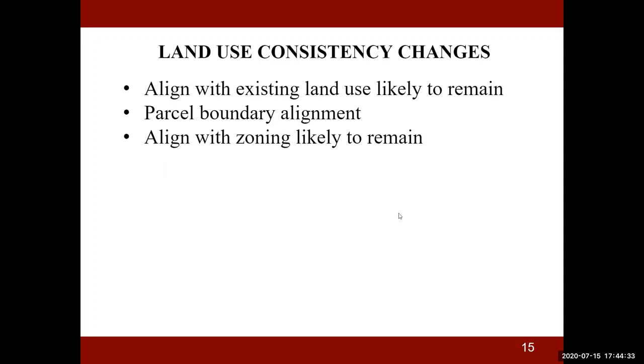Another type of change was just simply changes where the 2009 land use didn't align well with the existing parcel boundaries. And so we resolved those issues. And then changes where the planned land use designation doesn't really align with current zoning, but where we expect that zoning is going to remain in place in the future. So we've proposed a more appropriate land use designation for those. Next slide.